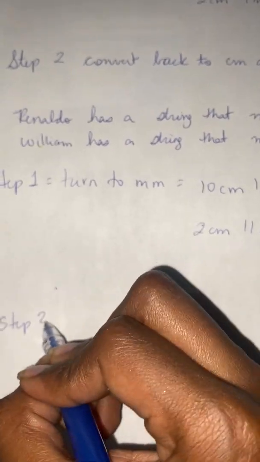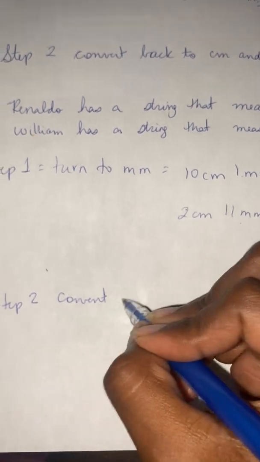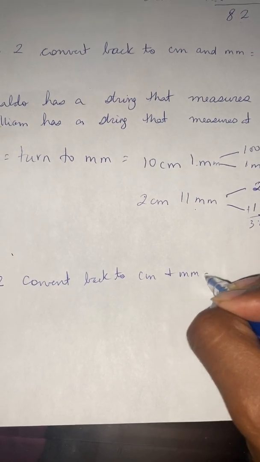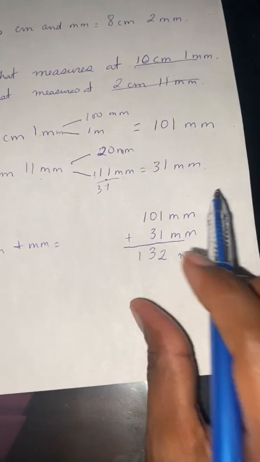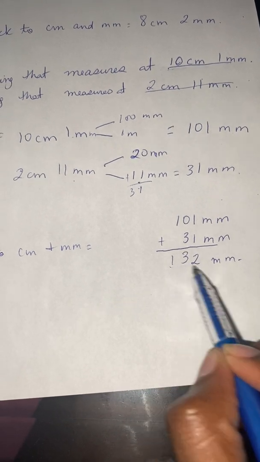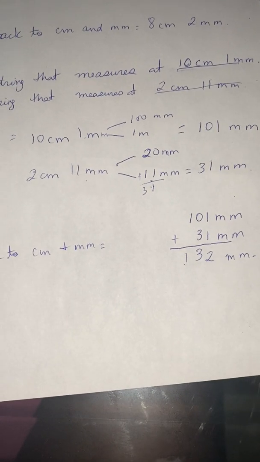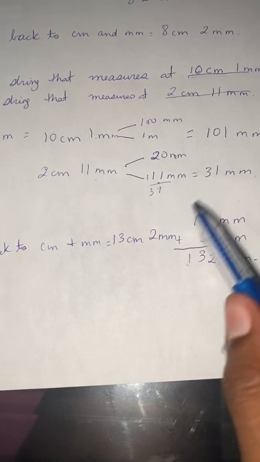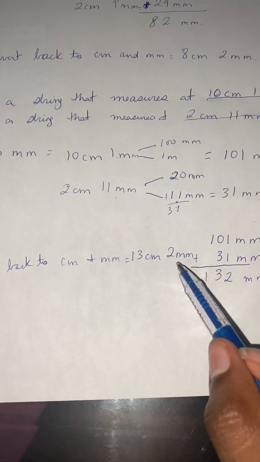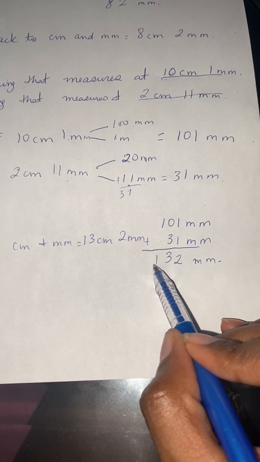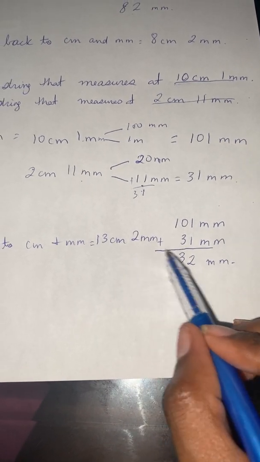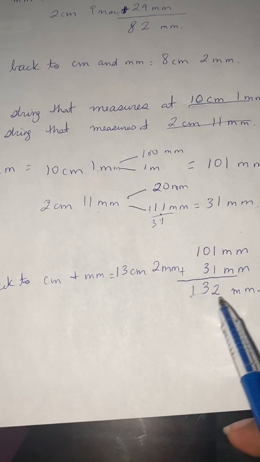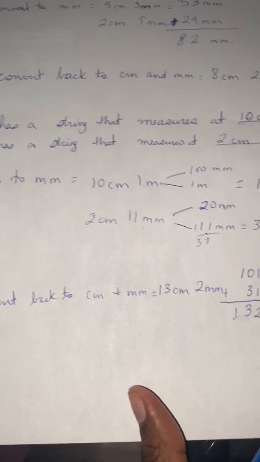So let me write step 2 here. Convert back to centimeter and millimeter. So I need to convert this back. So this is going to be 13 centimeter 1 millimeter. So my answer is 13 centimeter 1 millimeter. Always know that you're going to be using the first number or the first two numbers as the centimeter, and then the remaining will be millimeter. We have already practiced how to convert to centimeter and millimeter, so you should be able to do that.